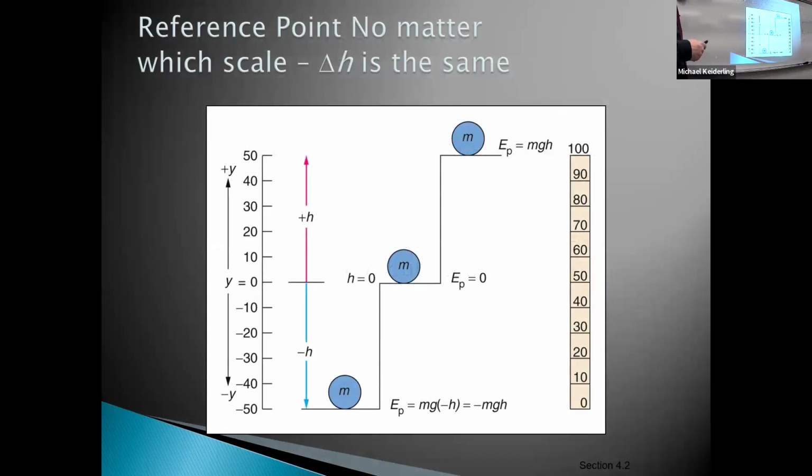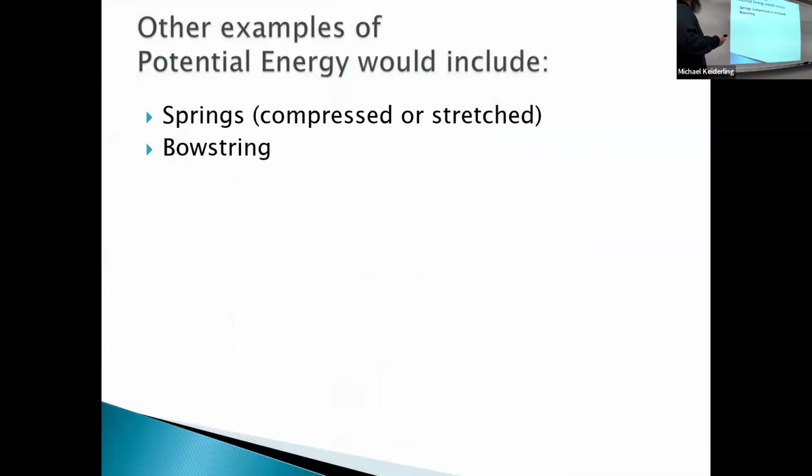So no matter which scale, delta H is the same. So here's two different scales, one where H is 0 is in the middle, one where 0 is on the bottom, but the change in height from -50 to 50 and from 0 to 100 is the same. It is 100. Some other things that contain potential energy are strings, compressed or stretched springs, a bowstring, though actually, in truth, a bow does not contain most of its potential energy in the string. It's mostly in the bending of the limbs. So it's also a spring. And then there's like electrical potential energy and other things.